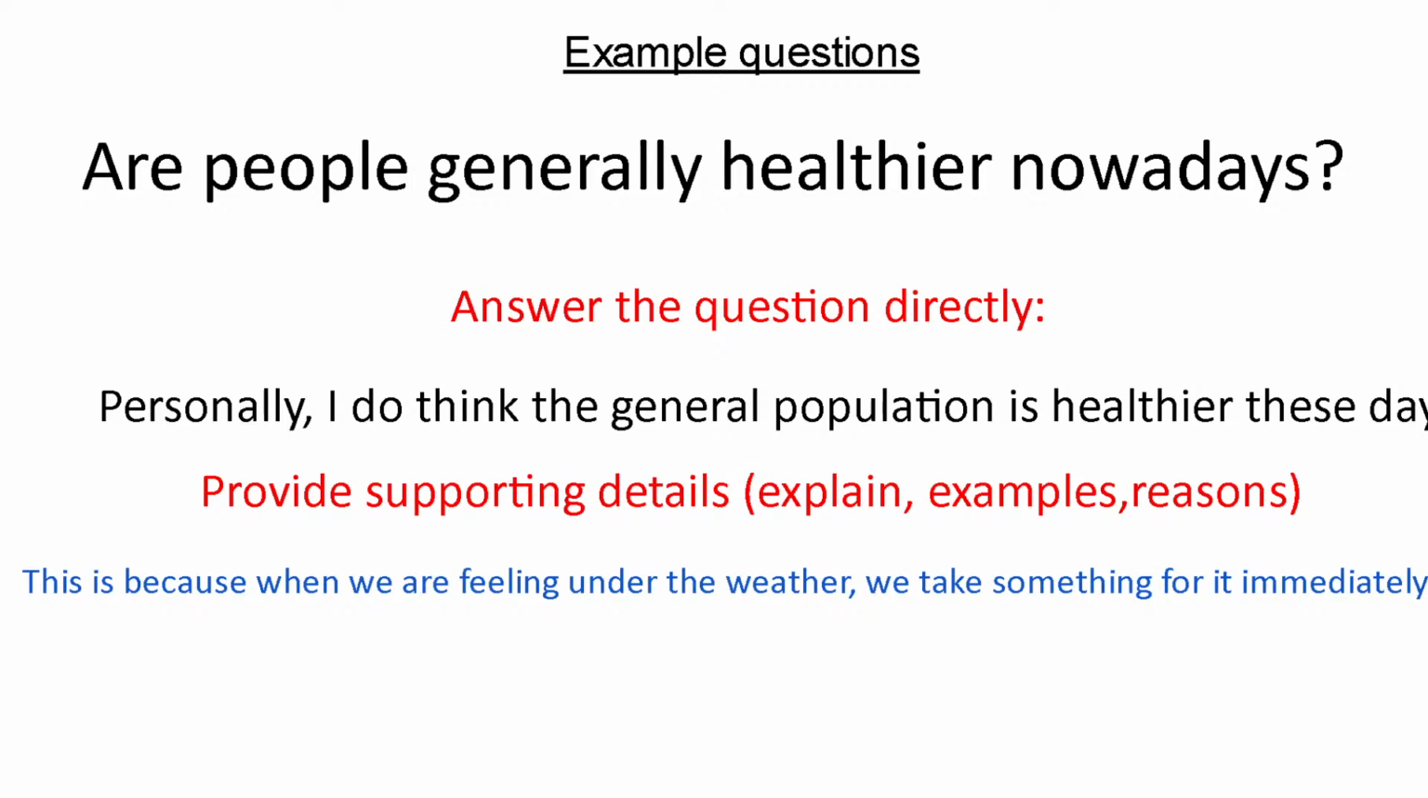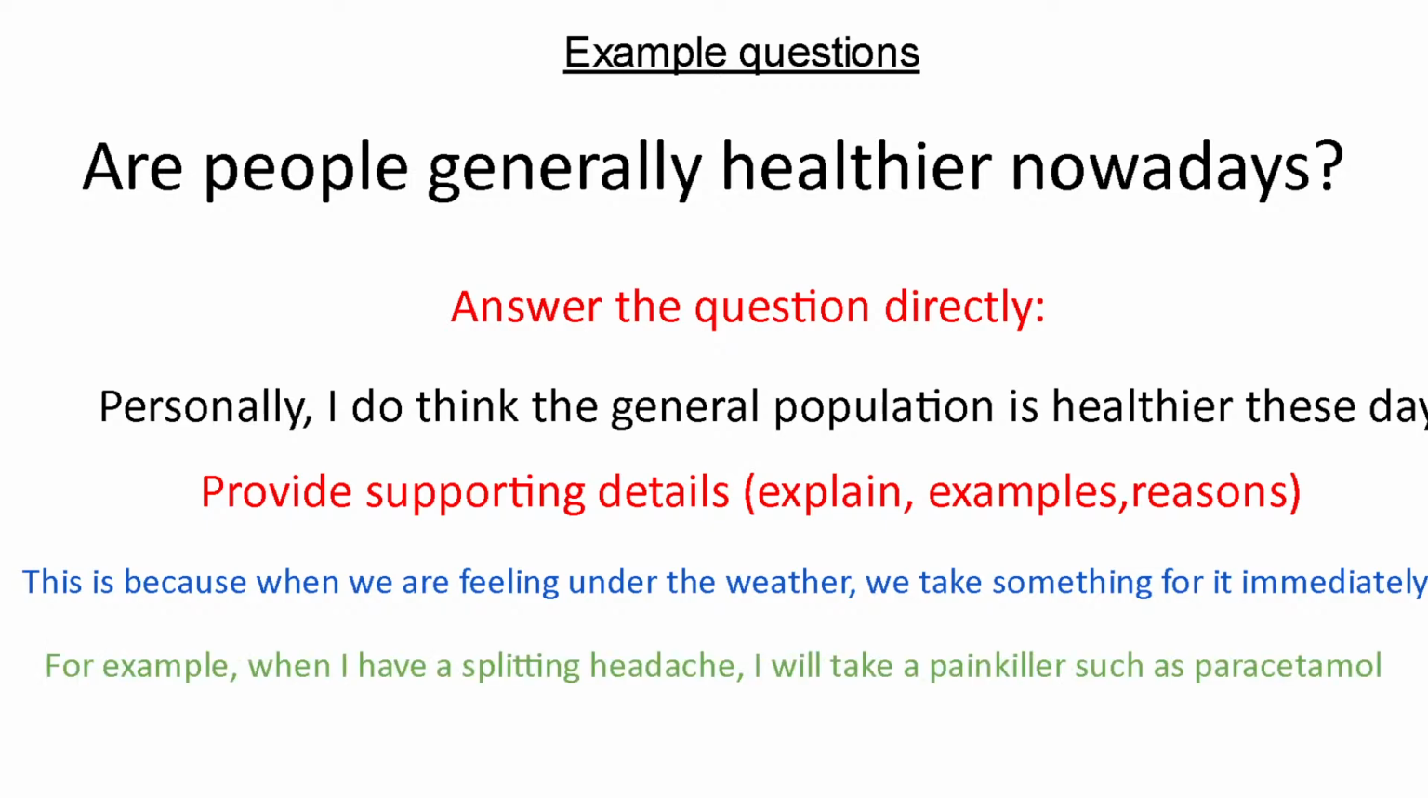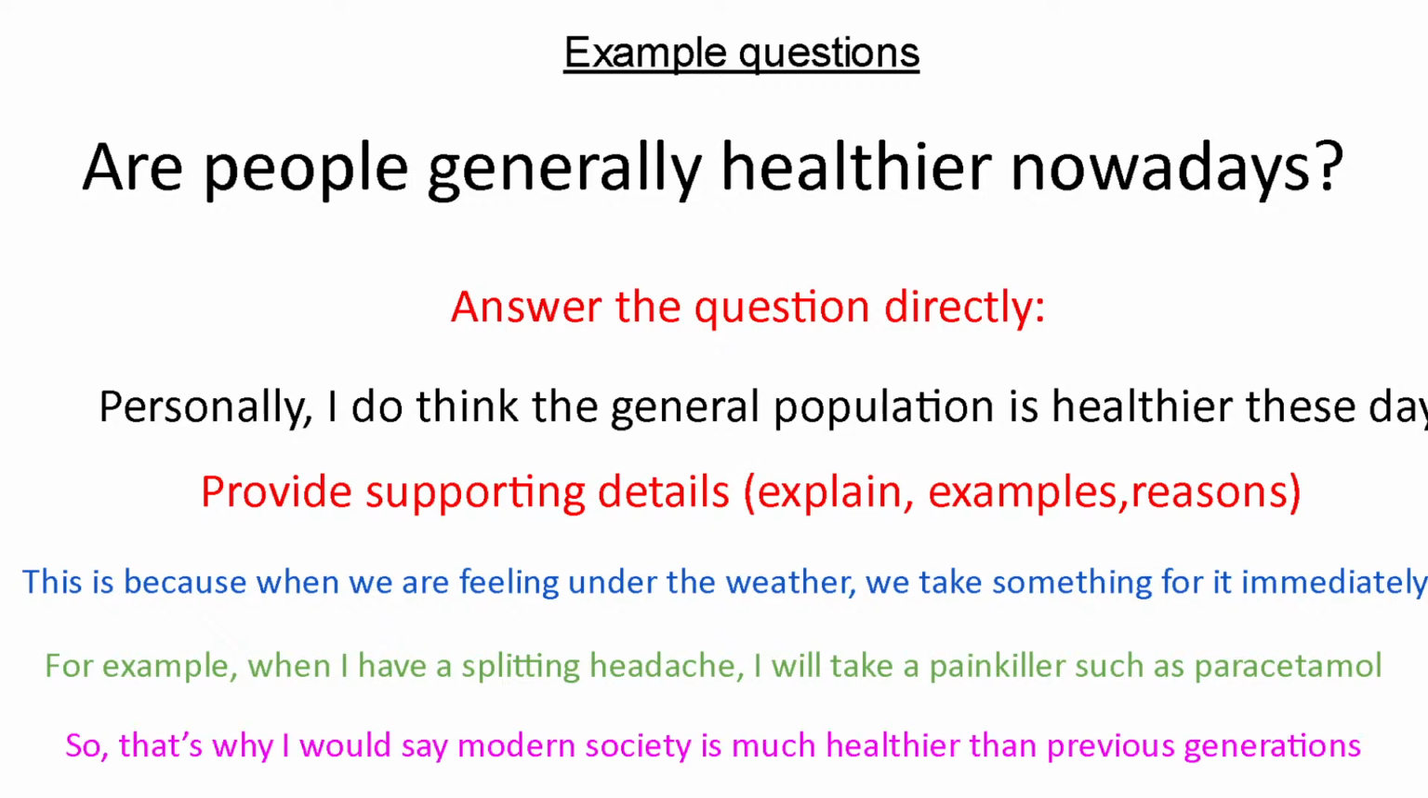Okay, so I would move on perhaps and add something to this. For example, "When I have a splitting headache, I will take a painkiller such as paracetamol." So I'm just adding a bit more information as an example. And I've been very clever here because I've used another idiom, splitting headache. And I've used some more of my new vocabulary, paracetamol, which is a painkiller, something that stops your pain. And in the purple sentence, "So that's why I would say modern society is much healthier than previous generations."